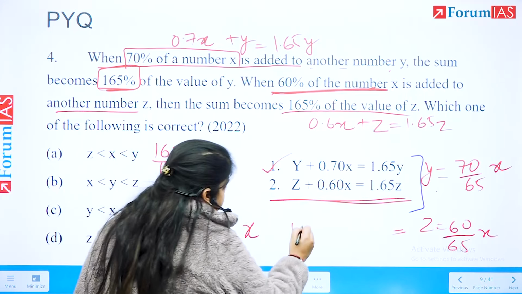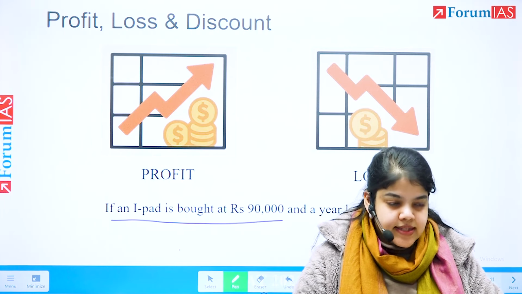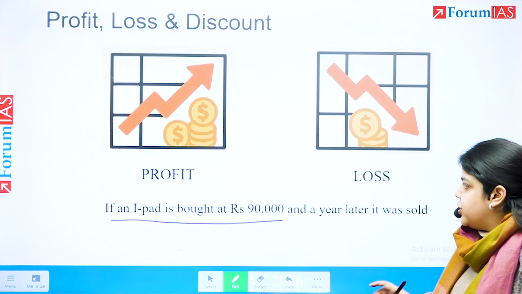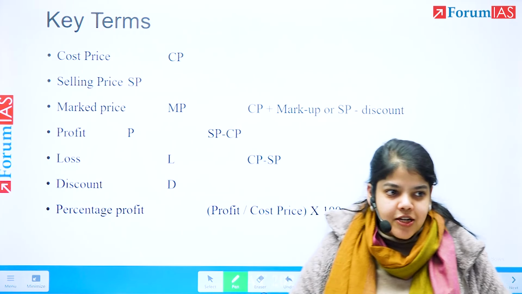Now, profit loss, coming back to it. In profit loss, there are 2 things that we do. One is, there are few basic terms that we should know. These are cost price. Cost price is the price at which you purchase a product, you buy a product. Selling price, the price at which we sold something. There's also something known as the marked price. Marked price is the price at which the tag says.